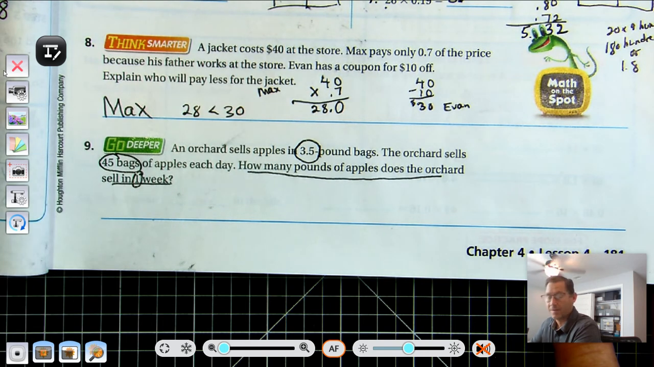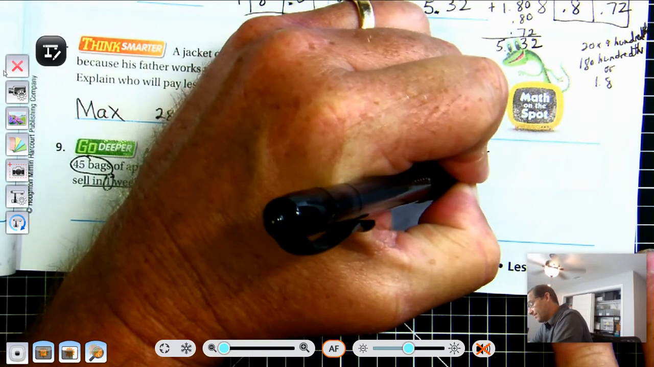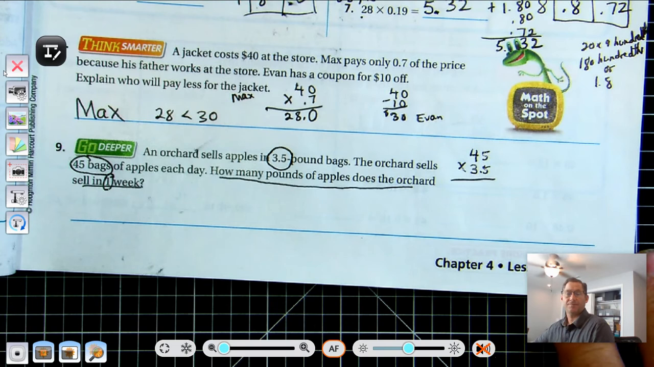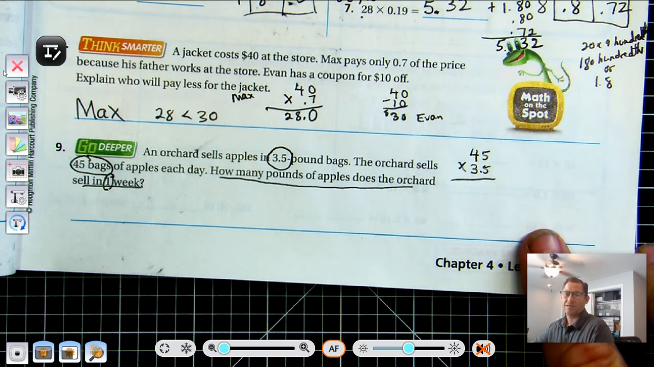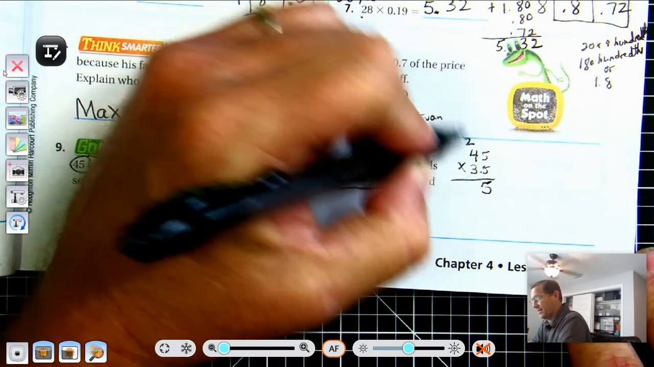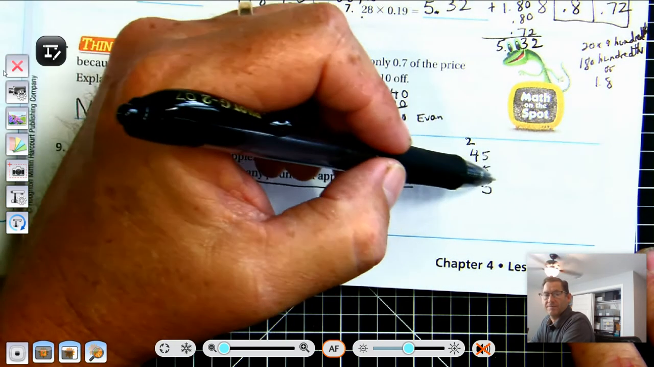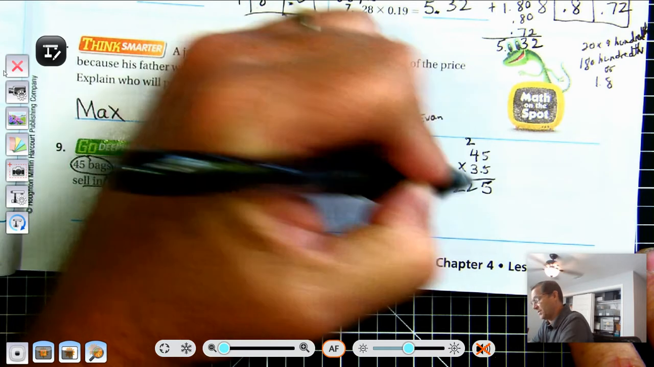7, right? So 45 times 3.5. Well, 45, that's close to 50. So that's about 150 pounds per day. So let's see what we get. 25. Regroup that as 2 and 5. 5 and 4 is 20, plus 2 more is 22.